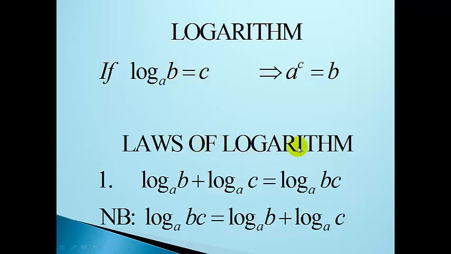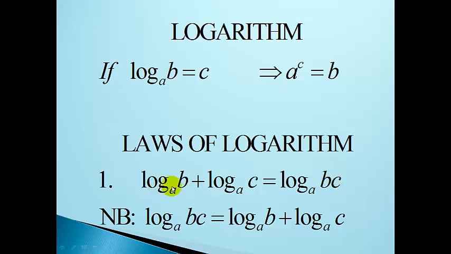Now, let's look at the laws of logarithm. Law number 1: log b to the base a plus log c to the base a equals log bc to the base a. When you look at the first law, we can see that the logs are of the same base, that is base a, but the numbers are different. They can either be the same or different numbers. Our concentration is on the base, provided the bases are the same. According to the first law of logarithm, keep one of the bases constant and multiply the numbers, and the numbers are b and c. So when you multiply b by c, the result is bc.